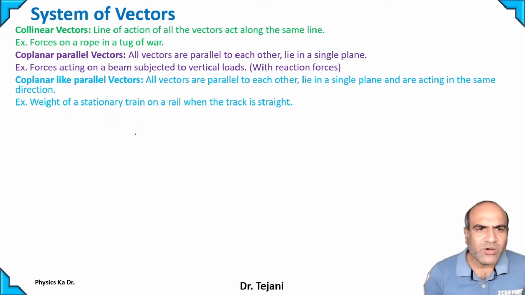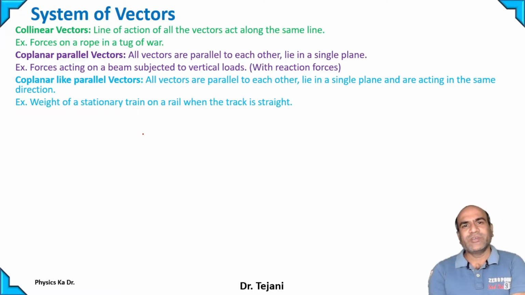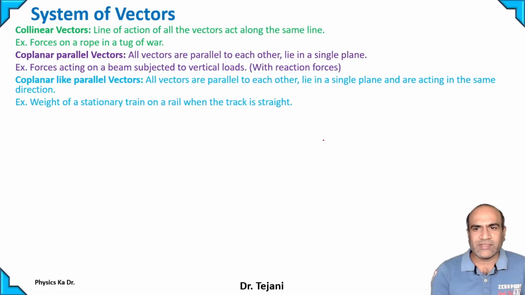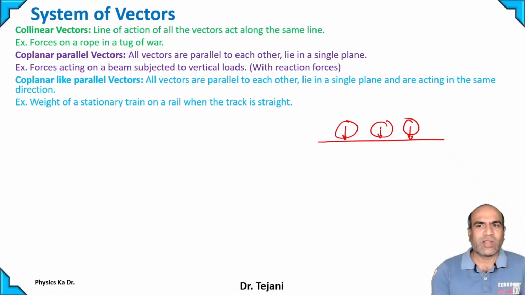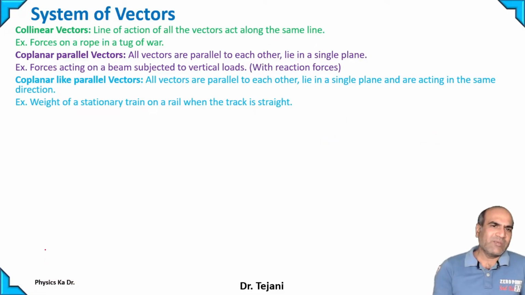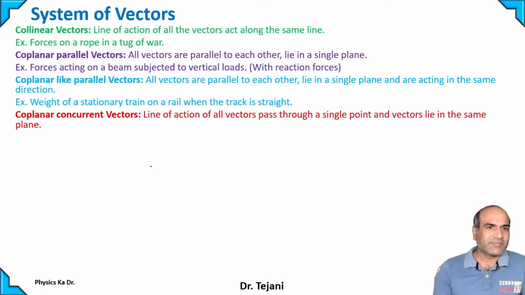So example, weight of a stationary train on a rail. Say for example, this is a rail track and there is a train. So all are having a single direction, downward direction, all are having load in the downward direction, and all are parallel and all are in a single plane. Comment me more examples on all of this.